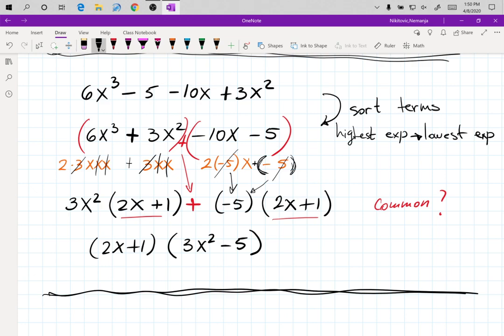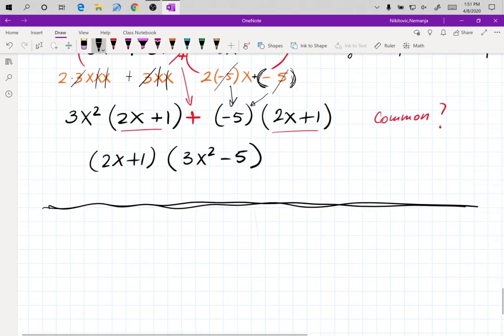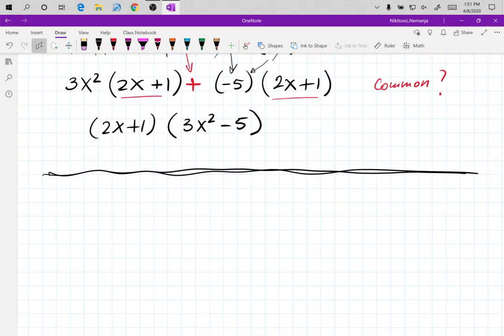And we get 2x plus 1, 3x squared minus 5, and that's it. Let's work on another problem that contains these minus signs because they tend to be a little bit trickier. So let's go with 12x cubed minus 18x squared minus 10x plus 15.